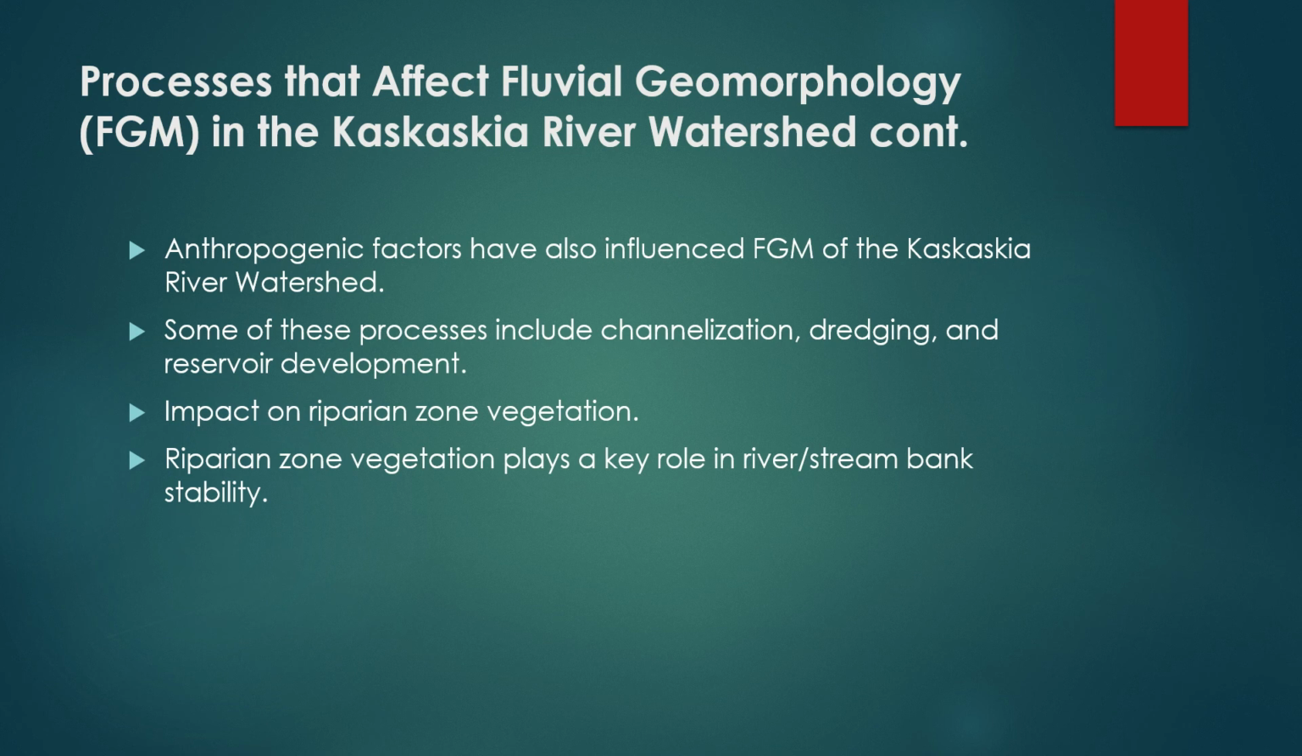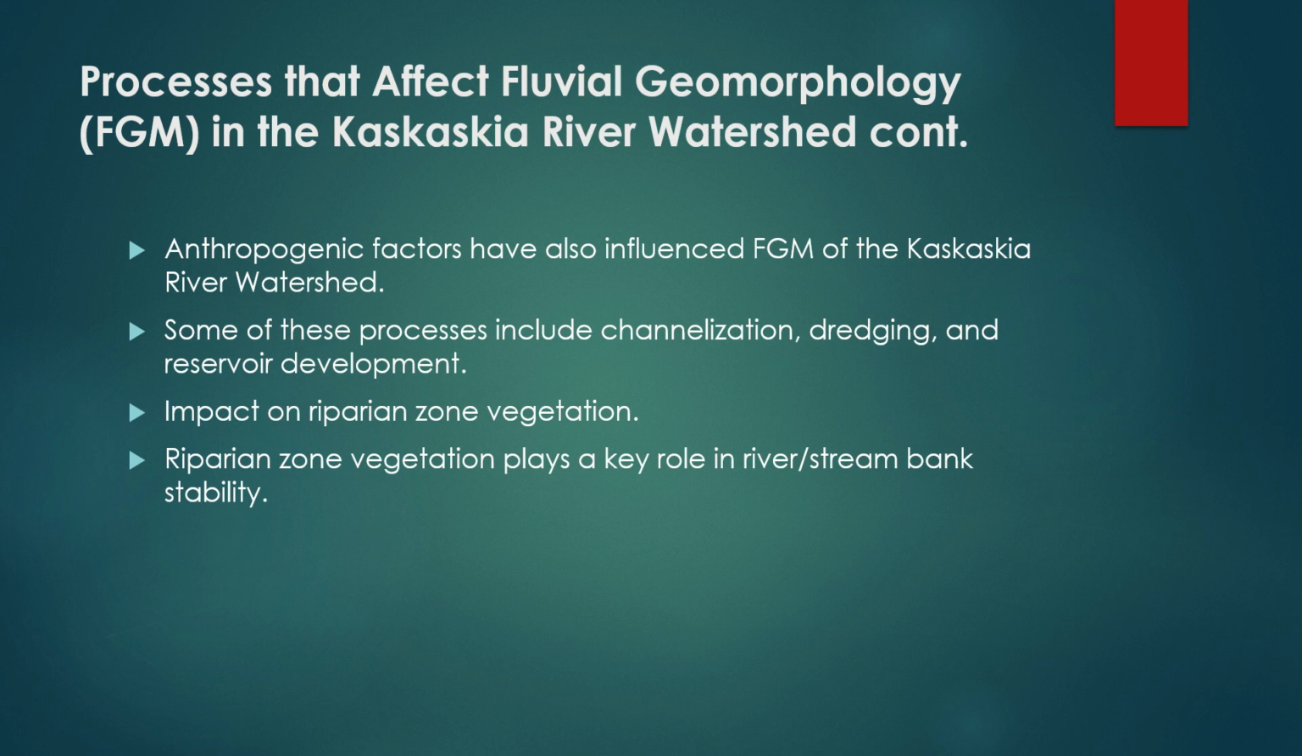And then processes affecting fluvial geomorphology in the Kaskaskia River watershed. A lot of the processes can be anthropogenic in origin. So there's obviously a lot of anthropogenic factors that have influenced fluvial geomorphology of the Kaskaskia River watershed. Some of these processes include channelization, again, dredging, and reservoir development, which is important. Reservoir development is important for supplying water to the general public.